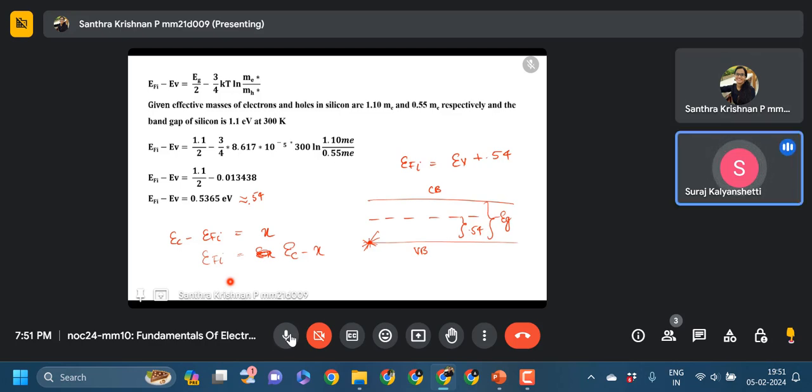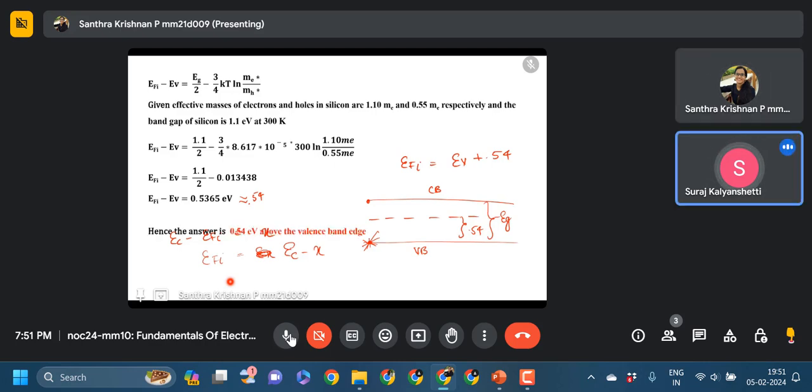In the diagram you have written here, VB is the top of the valence band and CB is the bottom of the conduction band, correct? Yes. So all the equations are based like this only. Perfect, that's what I wanted. Sometimes both of these options might be there, and both will be correct. If you answer either one, you will get full marks. Got it.